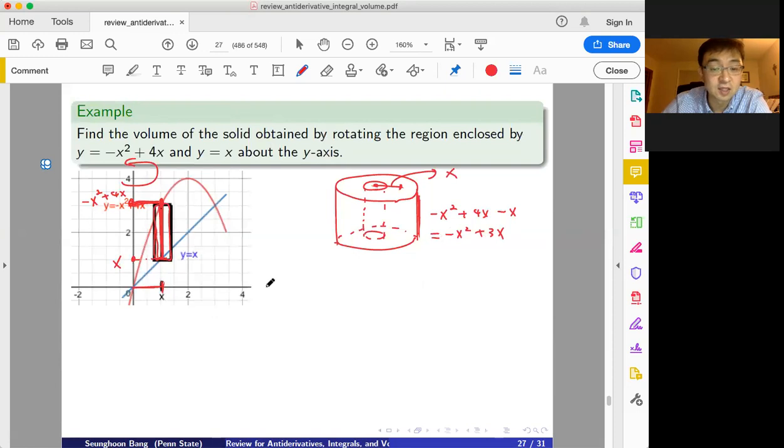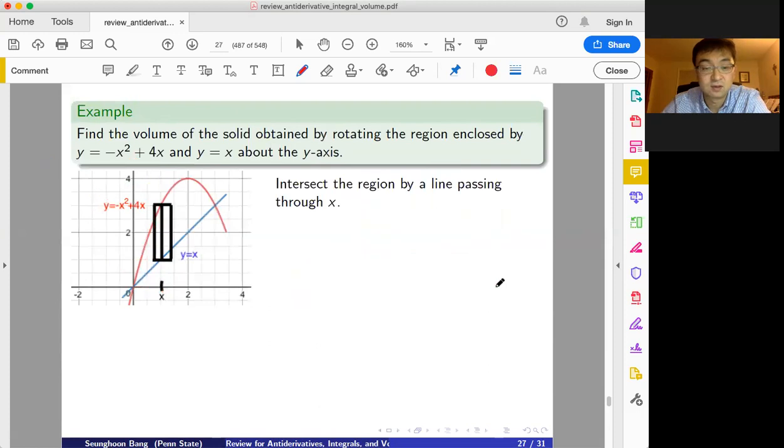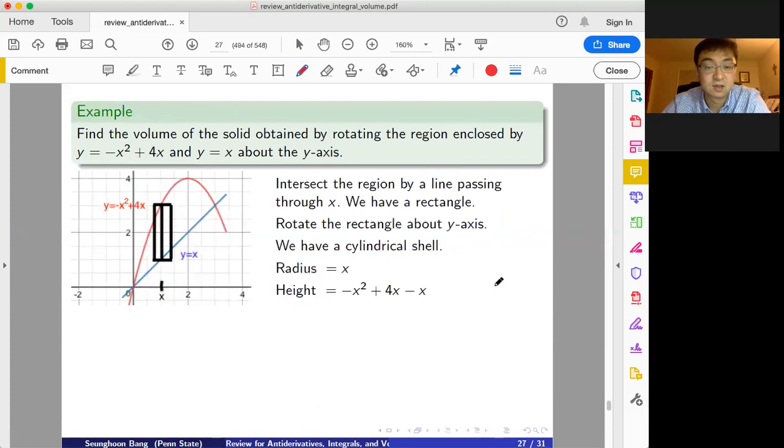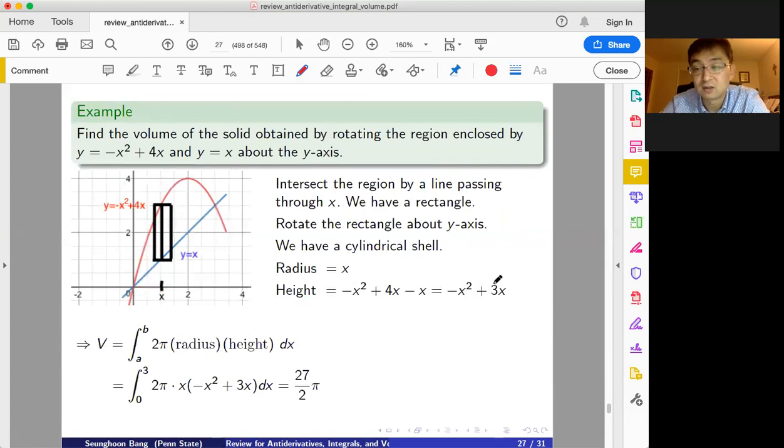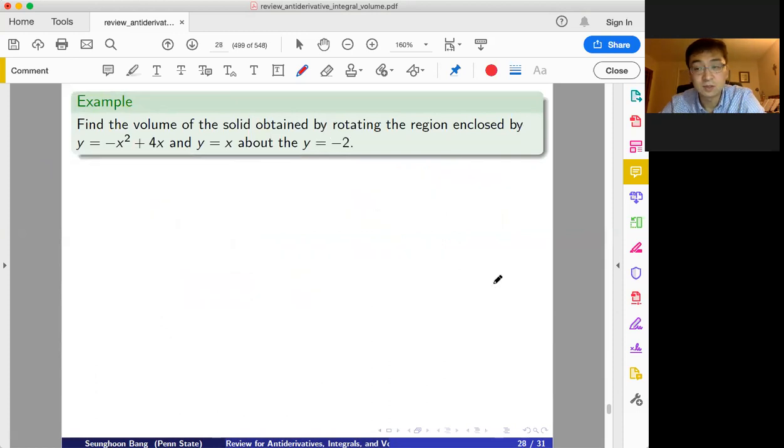How can you find the exact volume? Integral from the same 0 to 3, same points. So here, 2 pi times radius x times height, minus x squared plus 3x, dx, and solve. Here, so like this, you solve. So that's it. This is the idea by using shell. So we have more problems, the same.